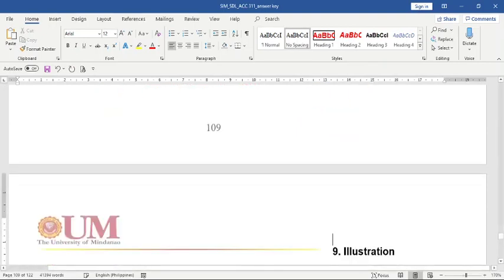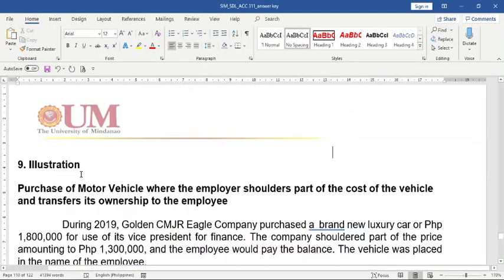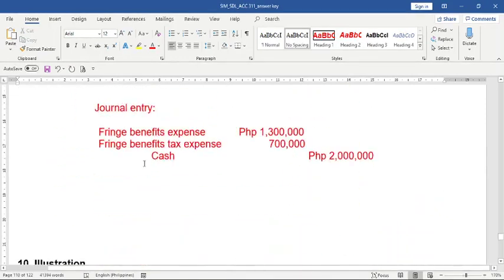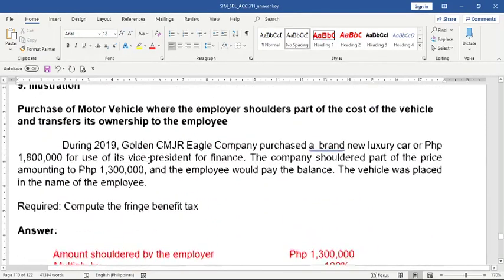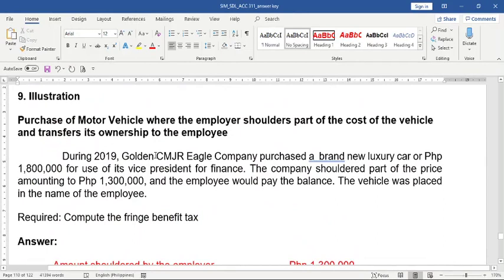Next, let's have another illustration. How many illustrations are there? Ten? Okay. Purchase of a motor vehicle where the employer shoulders part of the cost of the vehicle. So, the employer shoulders only part, so the employer has a contribution. The employee also has a contribution. And there's transfer of ownership.